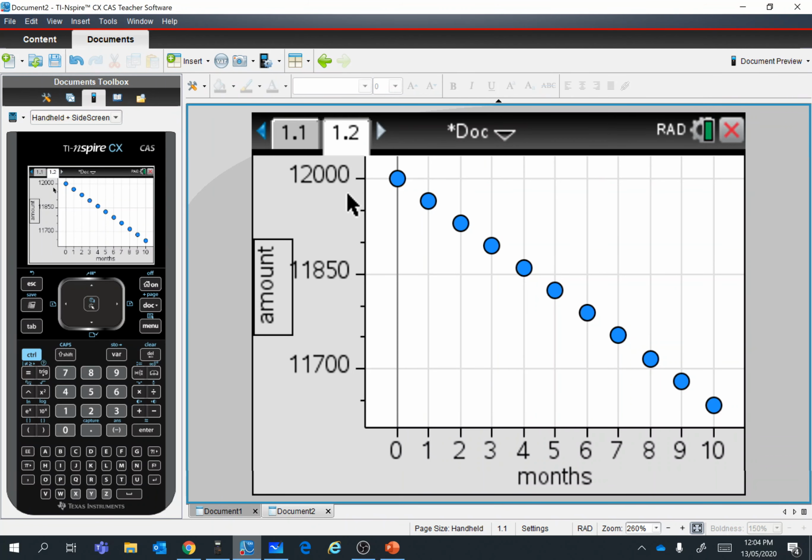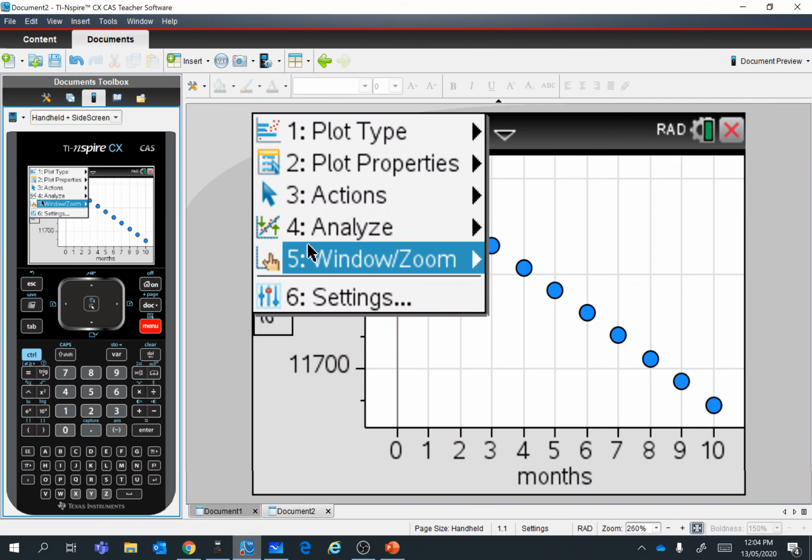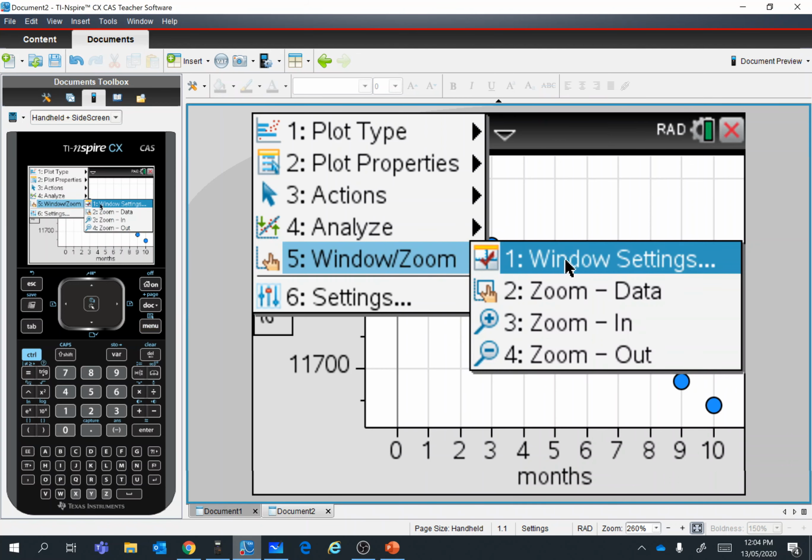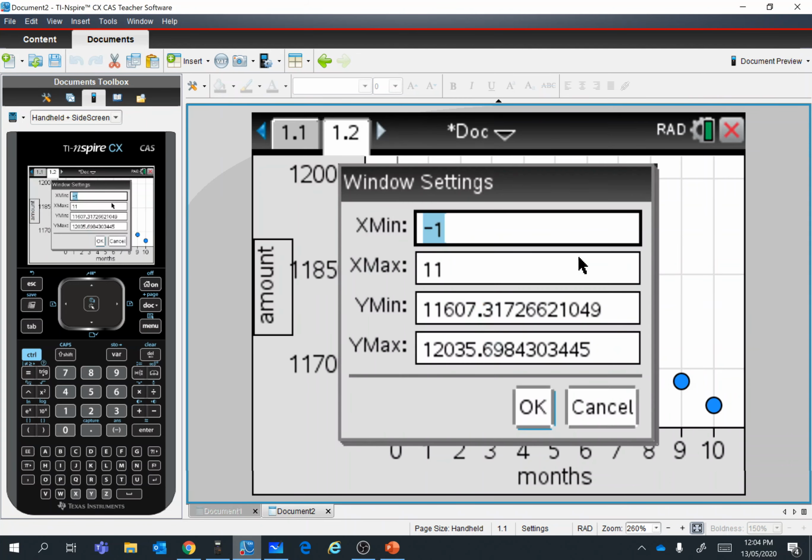So watch this closely, because this will be really handy for you for other situations when you're graphing. I'm going to go menu and then window zoom number 5 and number 1 window settings. Now here we've got X min and X max, so that tells us where the x-axis starts. I want to start at 0, and I'll go up to 11. Just so we cover all the data points we need easily. You could go up to 10 if you wanted, but 11 will do. Now same for the y-axis. The y min tells us where the y-axis starts, so we're going to start at $0. So remember, x-axis is the number of months, and y-axis is the money, the amount owing.